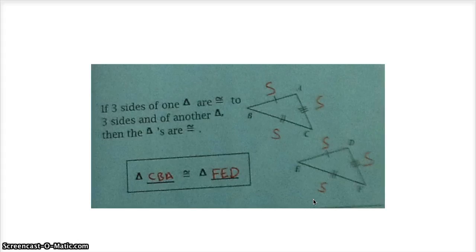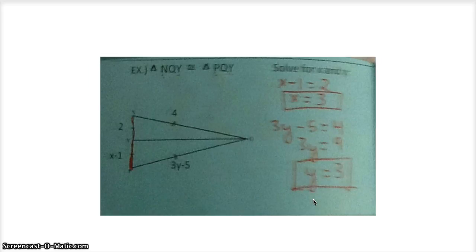And the next one, if three sides of one triangle are congruent to three sides of another triangle, then the triangles are congruent. Now put the congruency statement I did there. So triangle CBA is congruent to triangle FED. Okay, do the example without me first. Hopefully you found out that x equals 3 and y equals 3. It's a coincidence that they both equal 3 though. So you should have seen that the x minus 1, this side here, is equal to 2. And then the 3y minus 5 was equal to the 4.